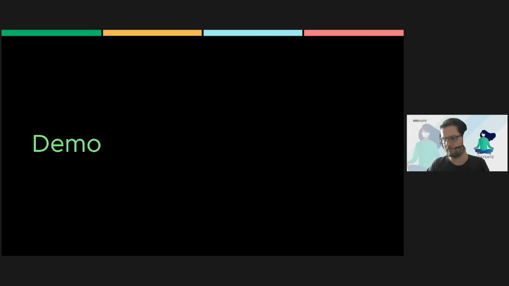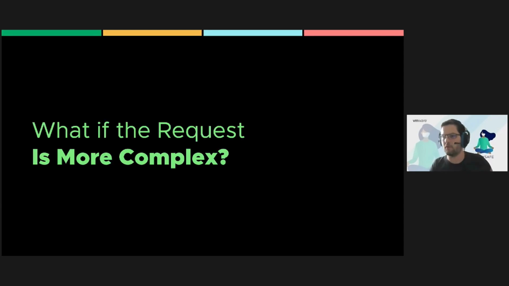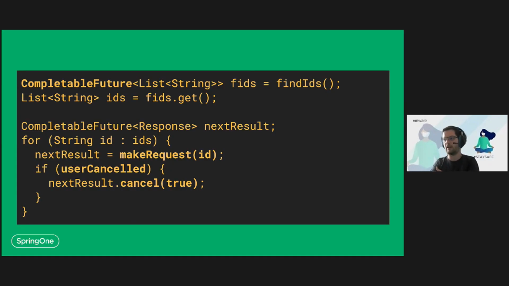So let's see. What if the request is more complex, like a sequence of multiple calls? With future, it would do something like that. Imagine you have to fetch a list of IDs from a remote endpoint, and then for each of these IDs, you perform an individual, inner request. And the code is already not that great, right?